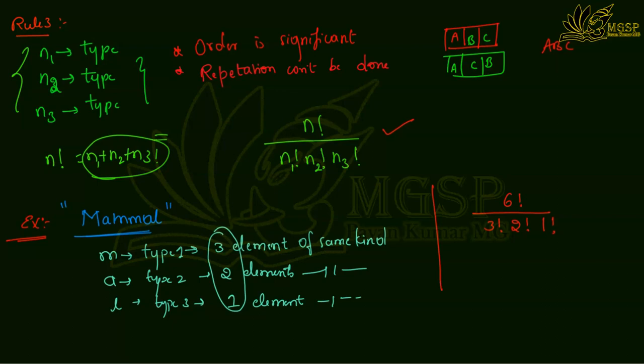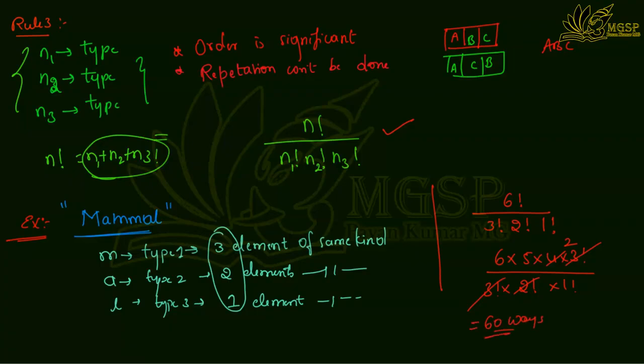So the number of ways you can write as 6 into 5 into 4 into 3 factorial, whole divided by 2 factorial into 3 factorial into 1 factorial. 1 factorial is nothing but 1, 3 factorial cancels with 3 factorial, 2 ones are 2, 2 twos are 4, next 6 fives are 30. Where have I gone wrong? One second. Yes, it is correct: 60 ways.